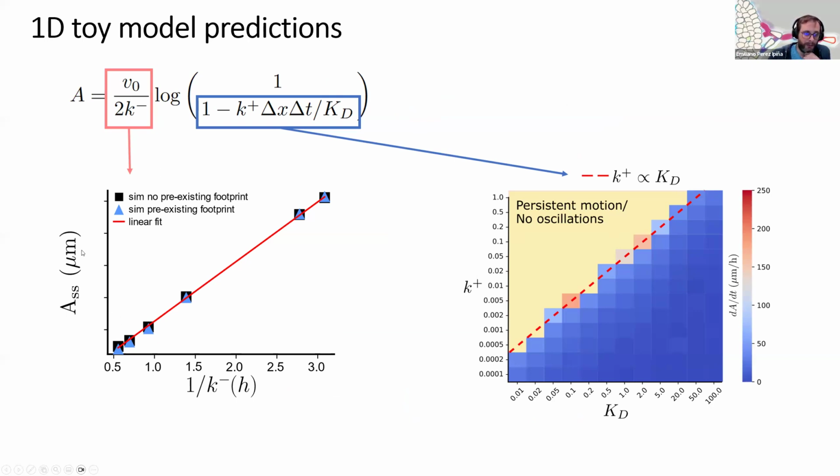We can predict how the steady state amplitude depends on the degradation rate. But not only that, we can also predict where the transition from oscillation to persistent motion is going to happen. This is given by this denominator. When this denominator becomes negative, we have the transition to persistent motion. That is when the K plus parameter in the numerator is larger than the denominator KD. And we can obtain this proportionality between secretion rate and this KD parameter.